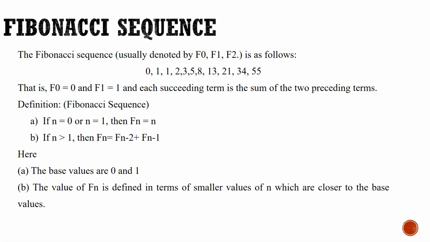Right? The next one, 1 plus 2 will be equal to 3. Next, 2 plus 3 will be equal to 5. Next, 3 plus 5 will be equal to 8. Next, 5 plus 8, which will be equal to 13. Next, 13 plus 8, which will be equal to 21. 21 plus 13 will be equal to 34. 34 plus 21 will be equal to 55. Like that, the series will continue. Fine. This is our Fibonacci sequence.